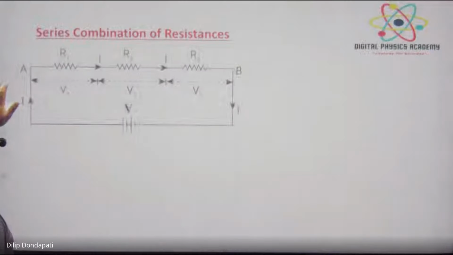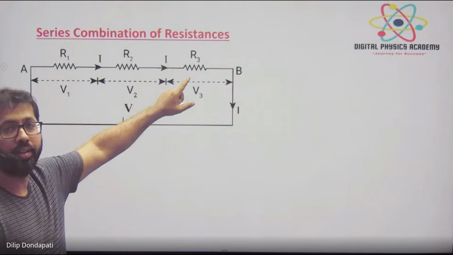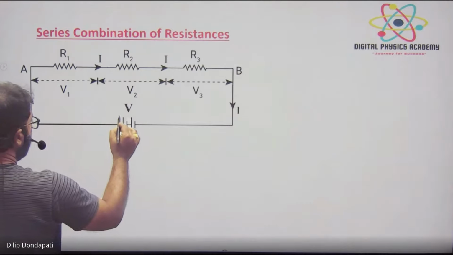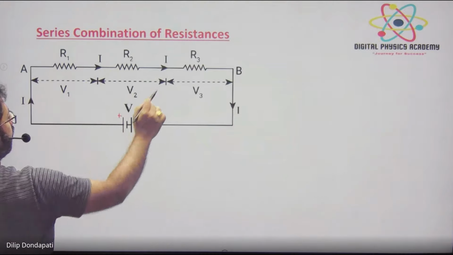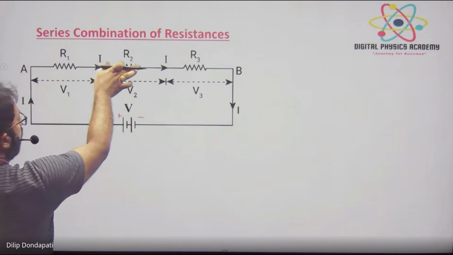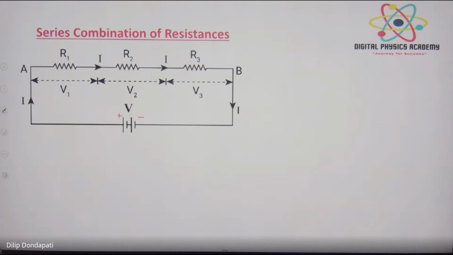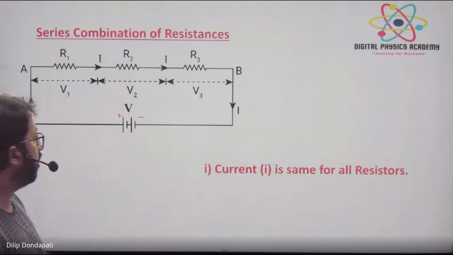In series combination of resistance, series means you know, right? Three resistors are connected end to end. So when I connect a battery, plus minus, and switch it on, the current starts flowing. In this, the current I is flowing in R1, R2, and the same current I is flowing in R3. That means the current is the same in all resistors, right? In series, current is always the same.